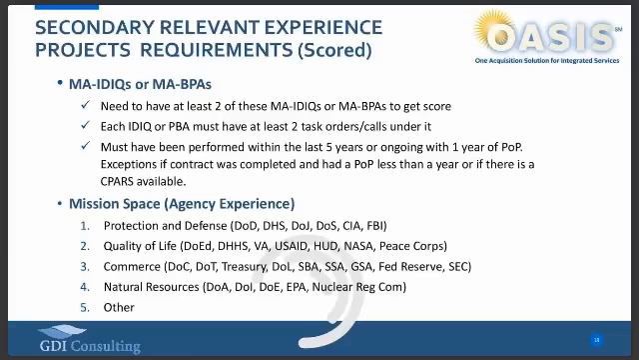So first one is protection and defense. Second one is quality of life: Department of Education, Health and Human Resources, VA, USAID, HUD, NASA, and Peace Corps. Third one is commerce: Department of Commerce, Treasury, Department of Transportation, Labor, SBA, SSA, GSA, Federal Reserve, and Securities and Exchange. Fourth one is natural resources: Department of Agriculture, Interior, Energy, EPA, and Nuclear Regulatory Commission. And anything that doesn't lie in these goes into 5. So if you have even one contract in any of these, you get the score.